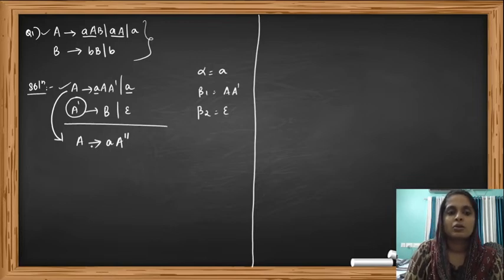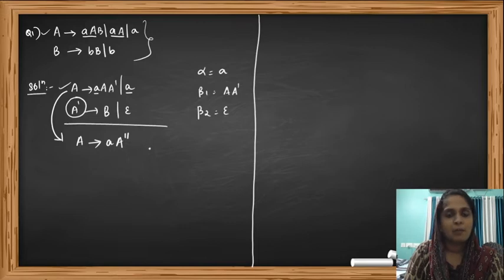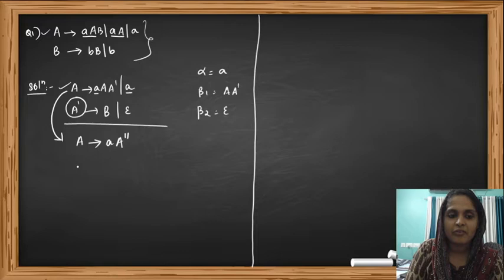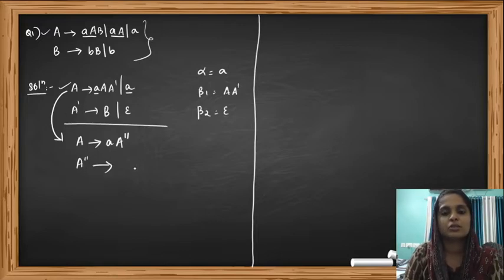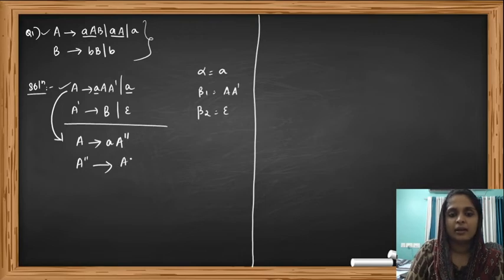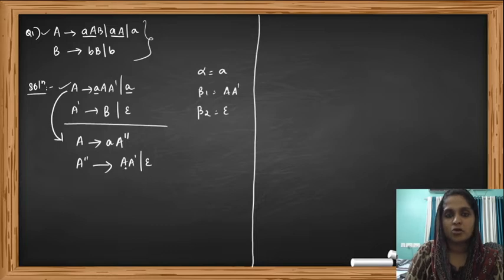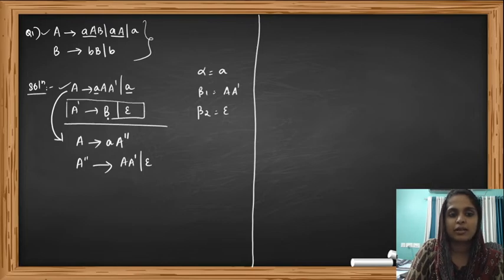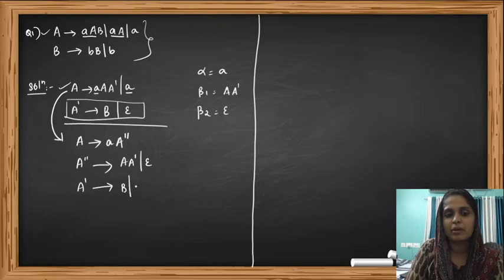Okay. So A produces alpha A dash bar gamma. But here there is no gamma, so I am just ignoring it. And what's the value of A double dash? A double dash produces beta 1 bar beta 2. Beta 1 is A dash bar, beta 2 is epsilon, right? Don't stop here. We have to write the value of A dash. What's the value of A dash? A dash we have already found out here. Okay? So just write it again. A dash produces beta bar epsilon.